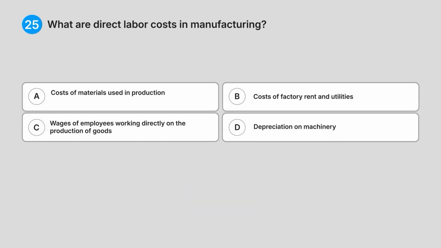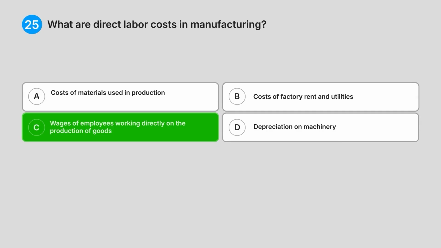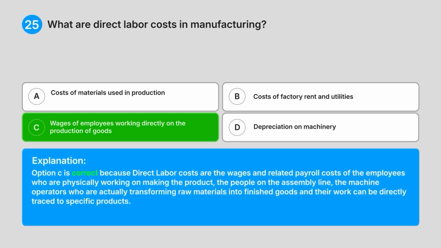The correct answer, C. Wages of employees working directly on the production of goods. Explanation. Option C is correct because direct labour costs are the wages and related payroll costs of the employees who are physically working on making the product, the people on the assembly line, the machine operators who are actually transforming raw materials into finished goods, and their work can be directly traced to specific products.